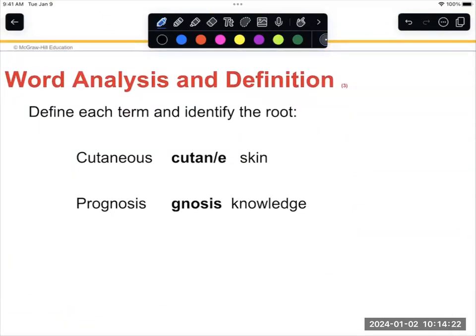Cutaneous means pertaining to the skin. So here we're still pertaining to the skin. It is considered that cutaneous membrane, that outside layer that we see. Cutane is that root with that E, that combining vowel, is another combining form that again is going to mean skin.